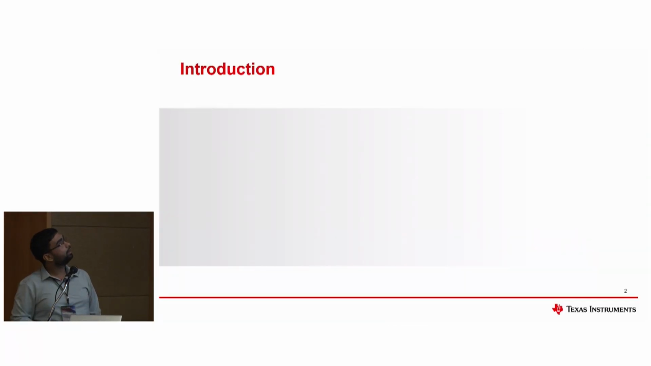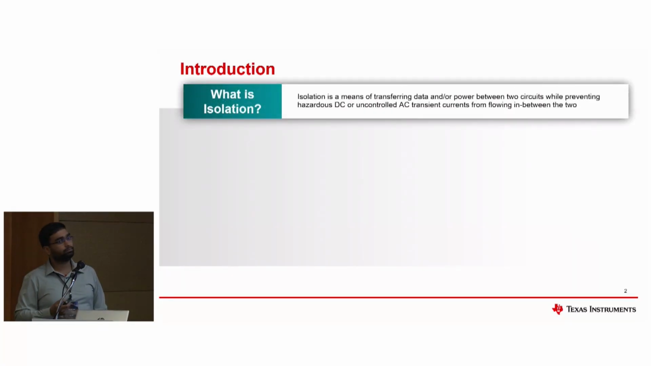So, introduction. Basically I'll start with when to use isolation, what is isolation, and why it is critical in today's highly electrical environment. In basic terminology, isolation is nothing but you are transferring data from one device to another device, and you want the unwanted DC and AC transients to be blocked in between, so that your other device doesn't get damaged or your signal integrity doesn't go for a toss. Okay, so that is what is meant by isolation.